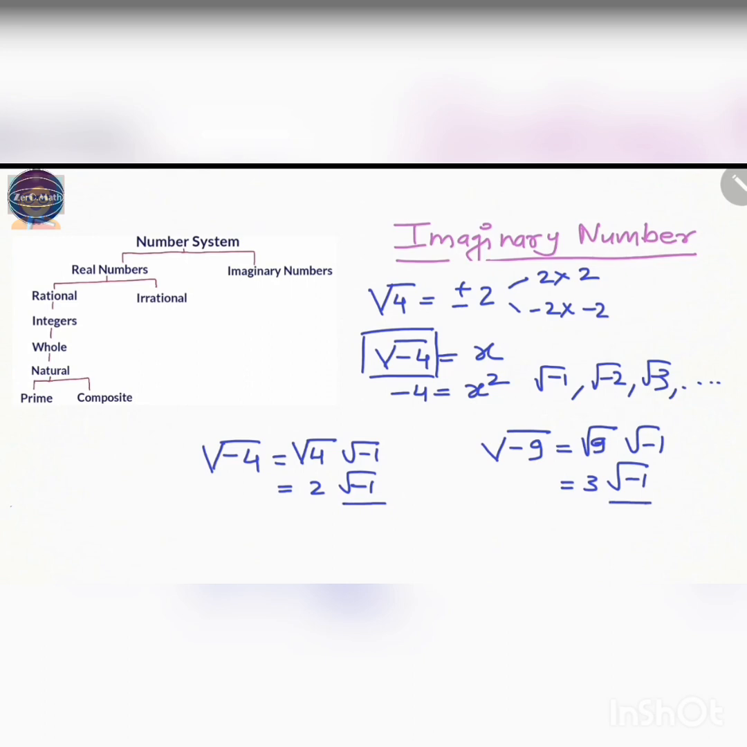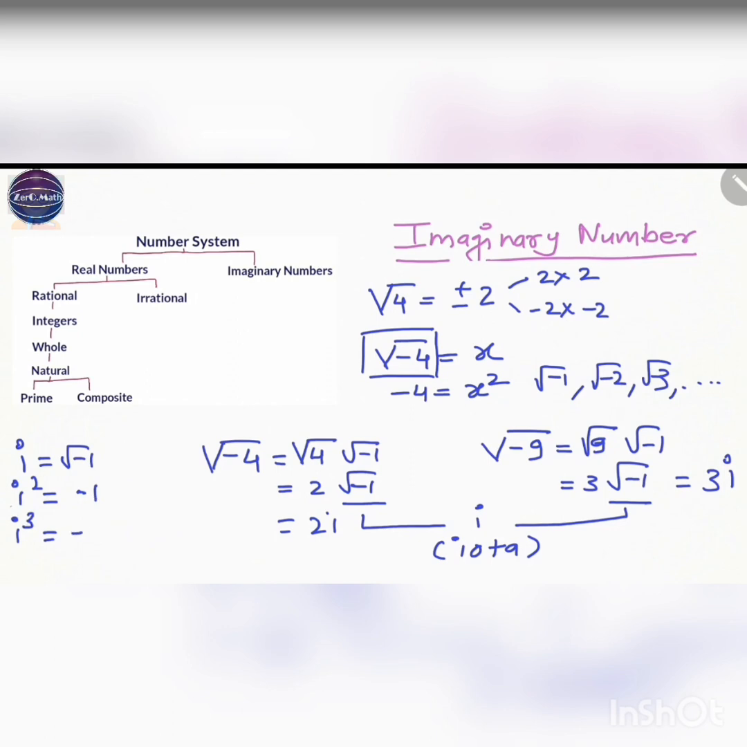So what scientists did, they termed this square root of minus 1 by the symbol i. It is called iota. So square root of minus 4 becomes 2i and square root of minus 9 becomes 3i. Now let's understand the basic property of this i. So i has the value of square root of minus 1. The value of i square will be minus 1. Let's square both sides. The value of i cube will become minus 1 into i, that is minus i, and the value of i raised to power 4 will become minus 1 into minus 1, that is plus 1. So this is the basic property of this iota.